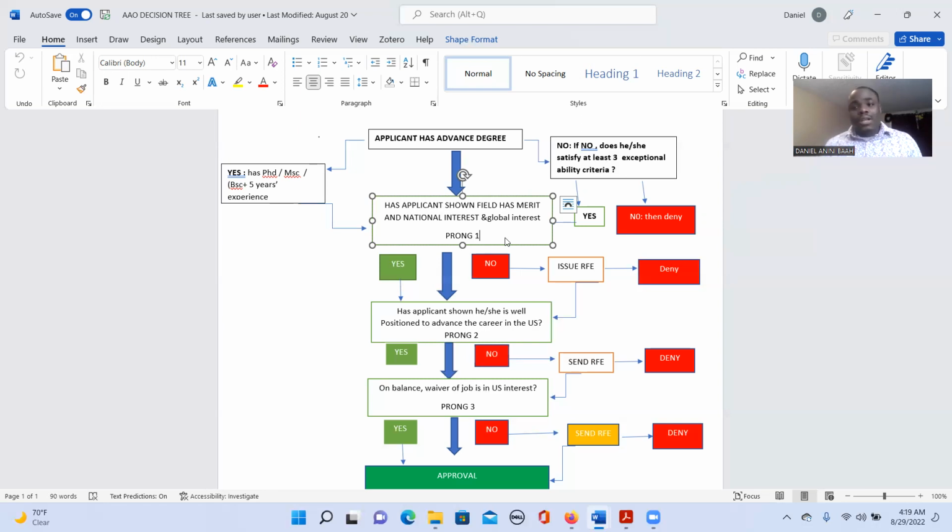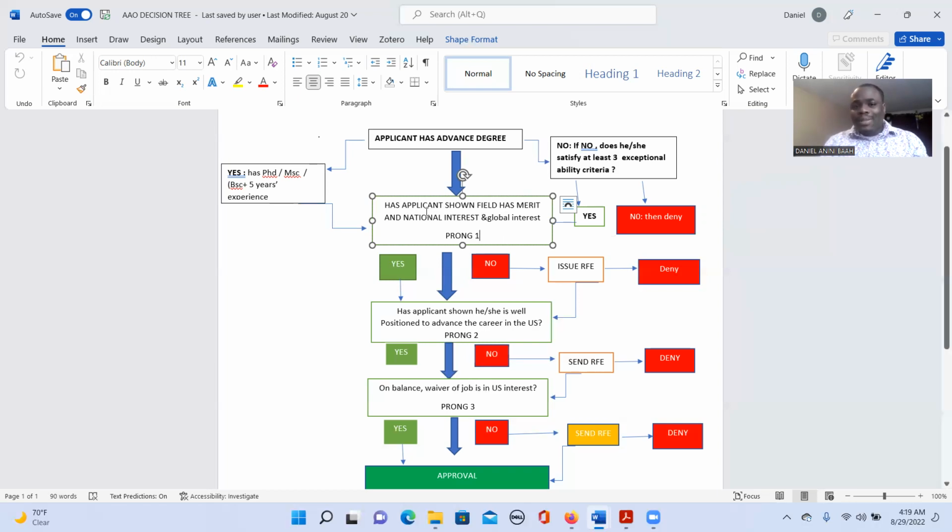It's not about you telling the officer, I'm going to do this, I'm going to do that. That is not how you establish national interest. When you do that, you're going to get an RFE, and the officer is going to ask you to repeatedly explain your national interest.